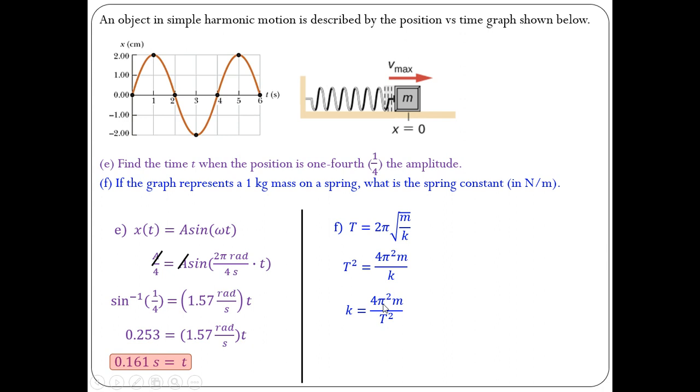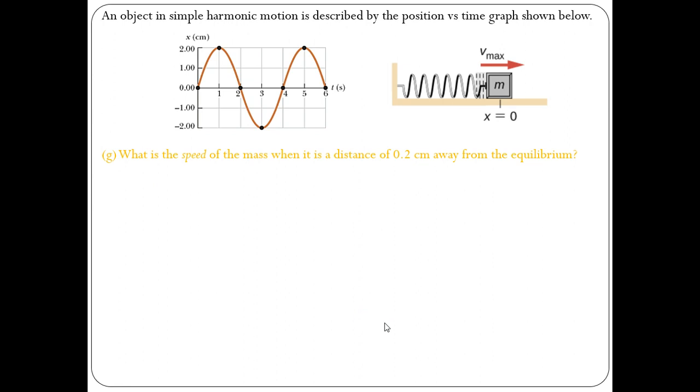4 is a constant. Pi is a constant. Square that. M is just 1, which makes this particular part easy. And then time here is just 4 seconds. So if you plug all that in your calculator, you should get a value of about 2.47 newtons per meter. And newtons per meter is the unit it wants, so we are done.